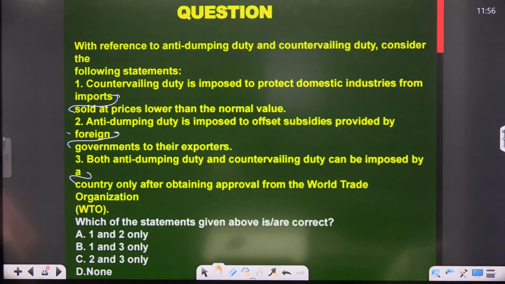Attempt this question. Little bit of typing error, I think. Yeah. What is the right answer of this question? What is the right answer of this particular question?